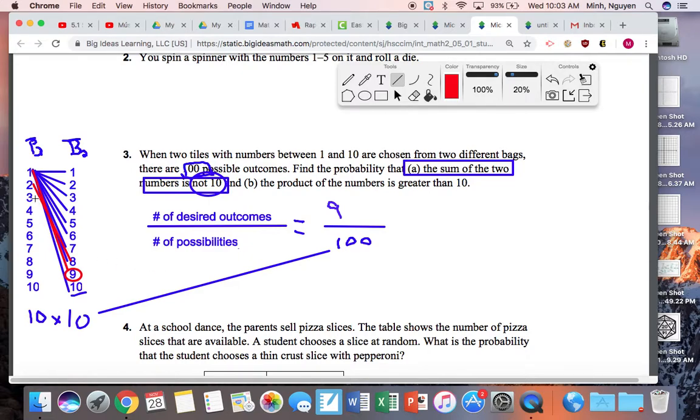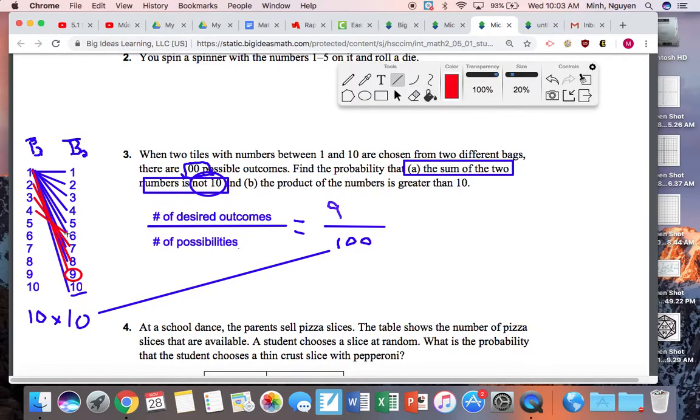3 and 1 work, 3 and 2 work, 3 plus 3 works, 3 plus 4 works. And the only one that does not work is 3 plus 7. So right now we have three possibilities that we are not counting because they do add up to 10.